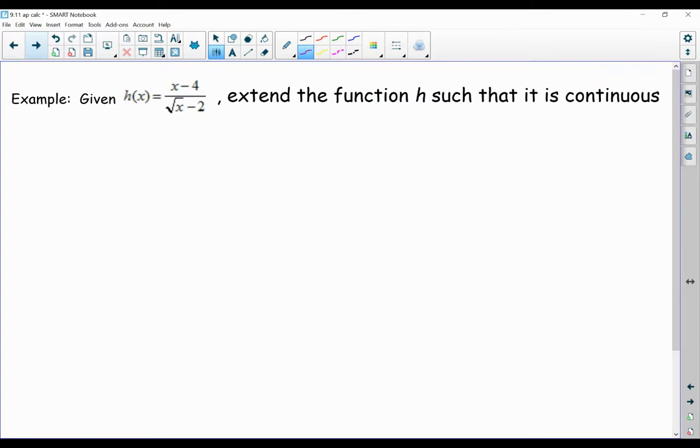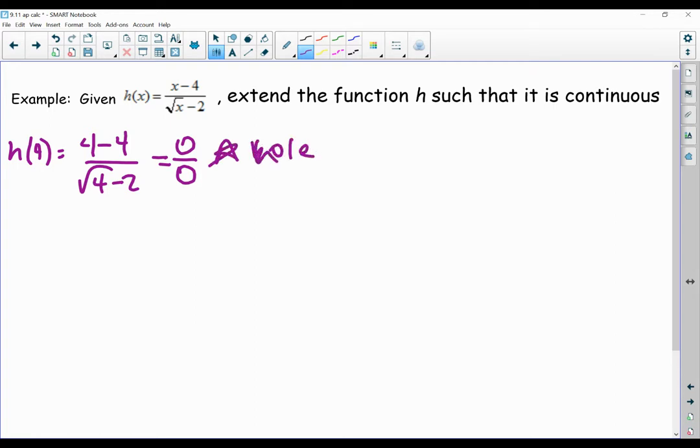Okay, so for instance, this one: extend the function h such that it is continuous. If I look at this function, it's going to have a discontinuity here. What is the discontinuity going to be? Well, if I plug in 4, I get 4 minus 4 over root 4 minus 2, which gives me 0 over 0.